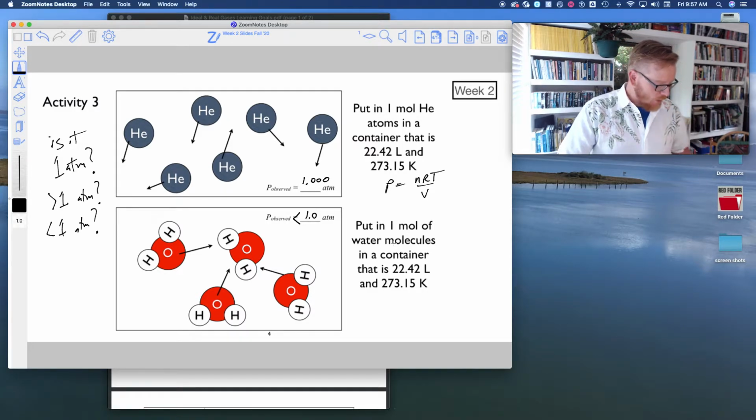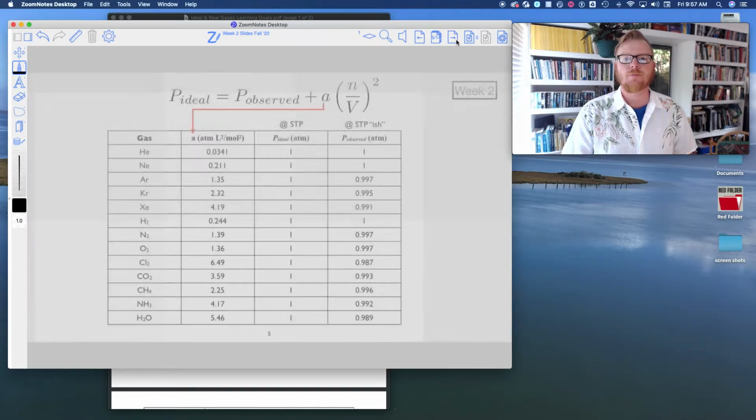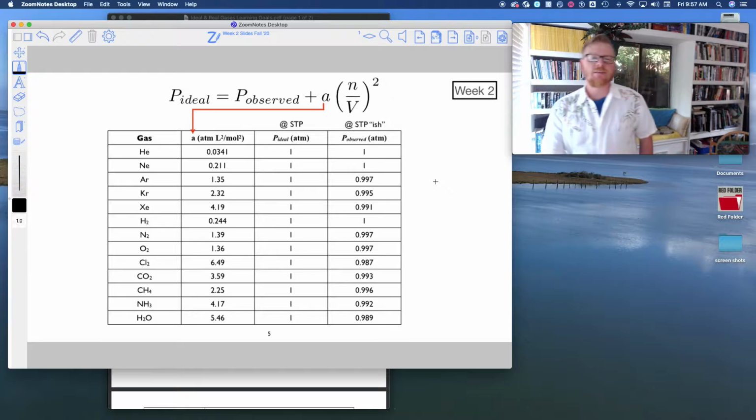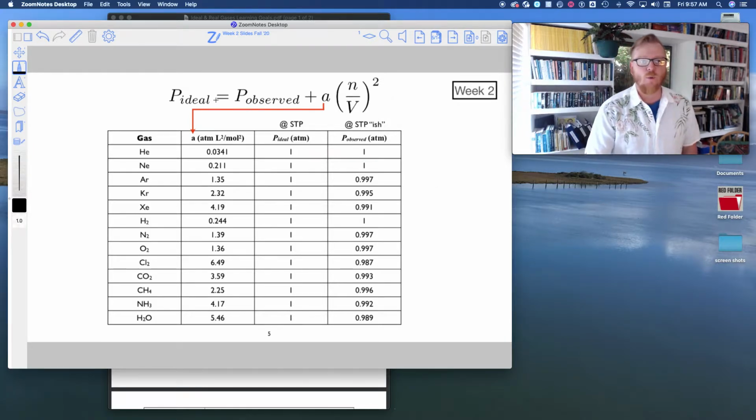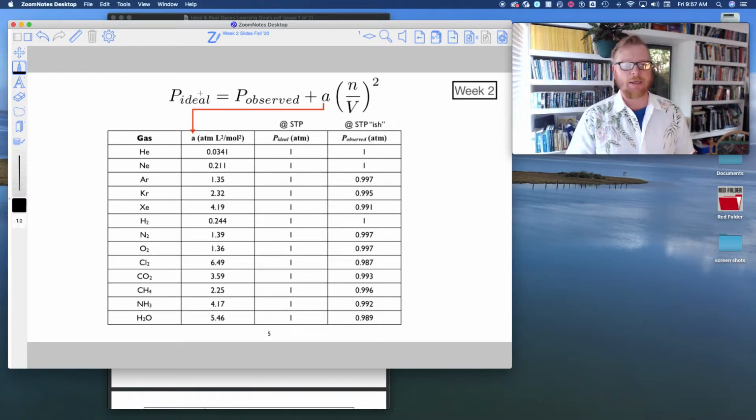Okay, so how do we start to build that up? Okay, well, we can start to correct for what the ideal pressure should be by saying, well, this ideal pressure is going to be this observed pressure plus this whole chunk right here, okay, represents what I'm going to call a collisional term.